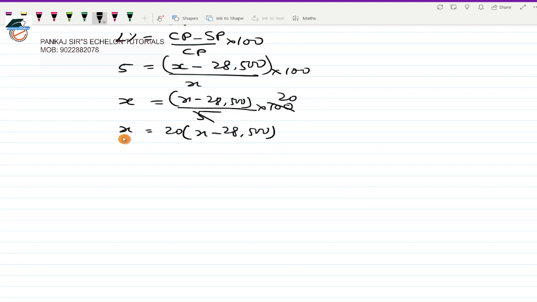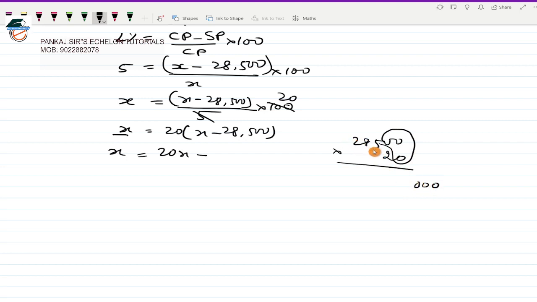How to make X the subject? There's one X over here, there's one X over here, so we'll have to bring all the X's on one side. So opening the bracket, this will be 20X minus 28,500 into 20. So 28,500 times 20 should be how much? First I'll see that there are 3 zeros over here, so I'll put those 3 zeros, and this 285 I'm going to multiply by 2. So 5 2s are 10, 0, 1 carried, 8 2s are 16 plus 1 is 17, 1 carried, 2 2s are 4 plus 1 is 5. So I'm getting the answer as 5 7 1 and 4 zeros.